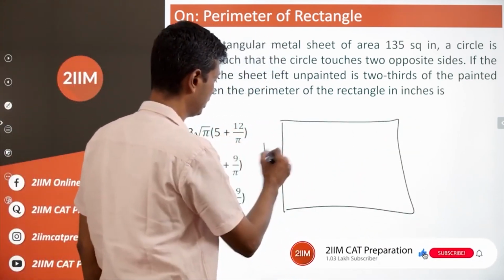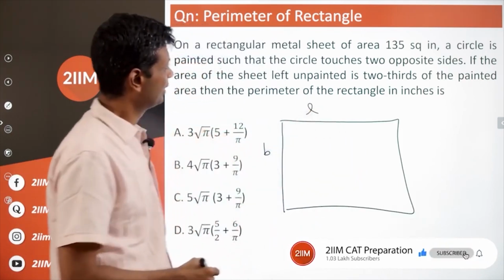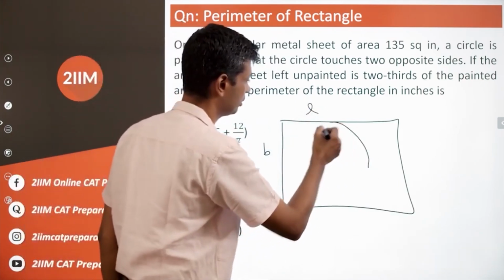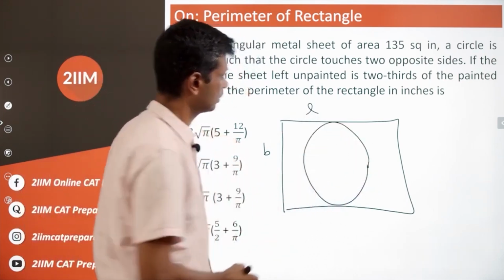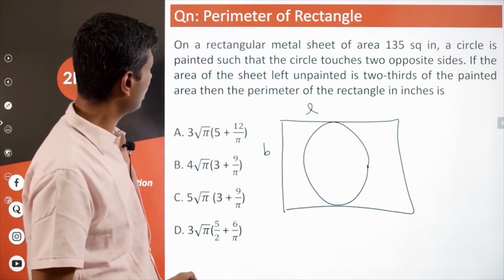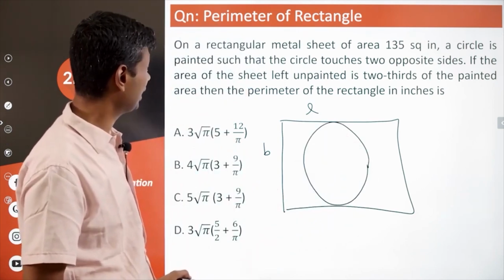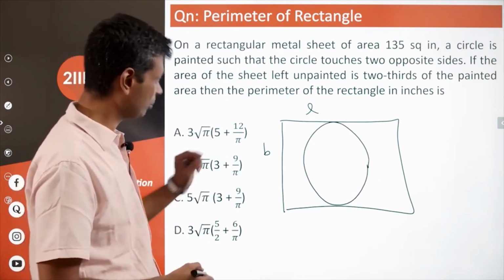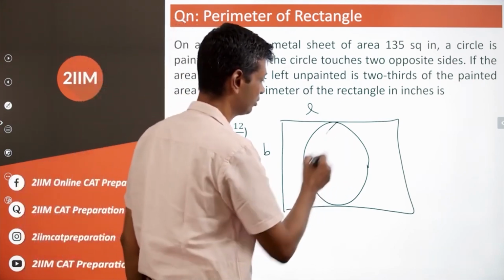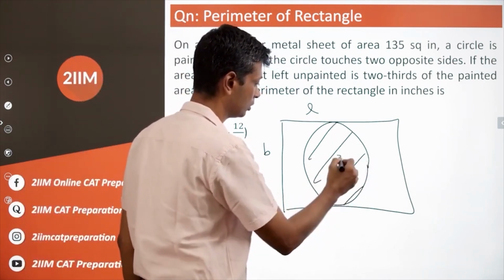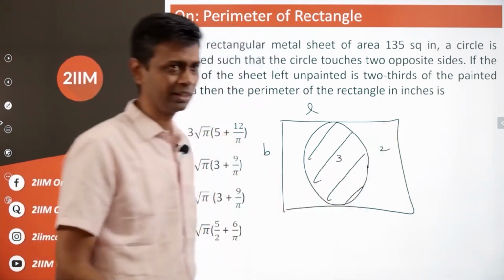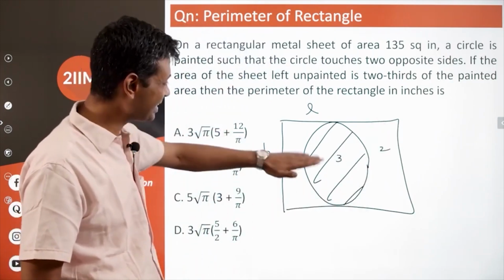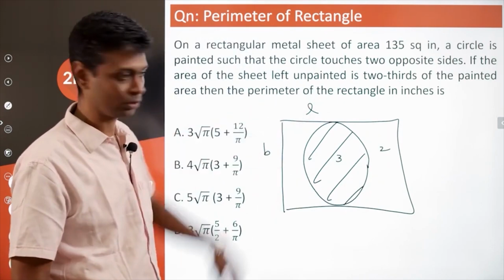And so there is a breadth, there is a length to this. A circle is painted such that the circle touches two opposite sides. Obviously, it will be this. Right? If the circle is painted, the area of the sheet left unpainted is 2/3 the area of the painted area. That is, this area is 3, this area is 2. Right? Quite simply, we need to find a link between the radius and the length. So, how do we do that?